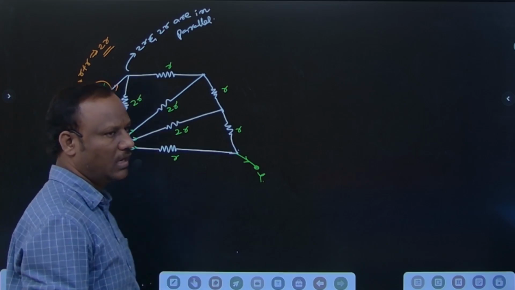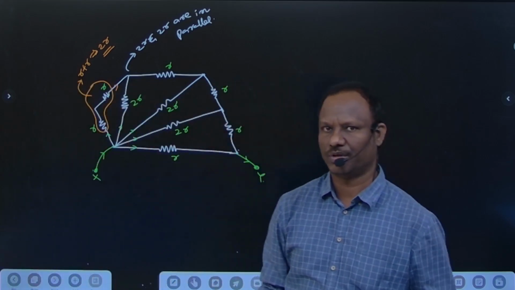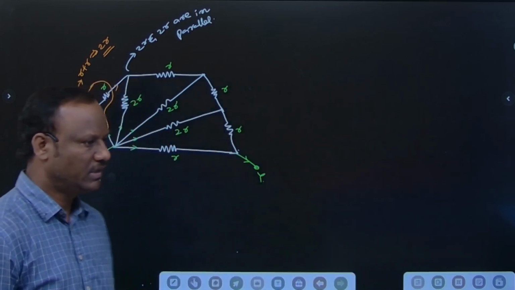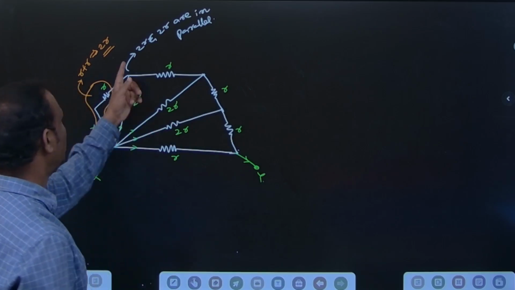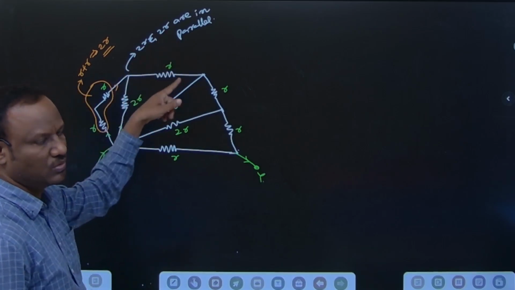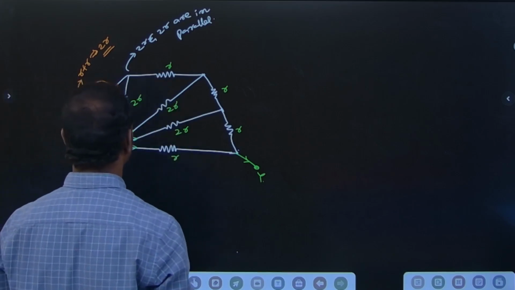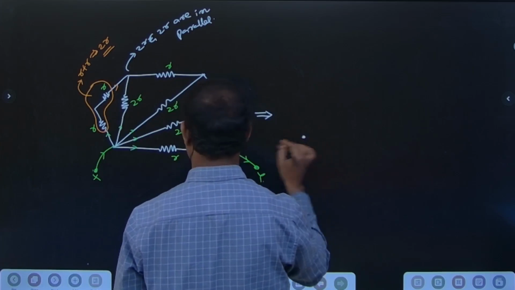You know, when R and R are in parallel, the effective resistance is R by 2. For example, 10 ohm and 10 ohm resistors in parallel give an effective resistance of 5, that is 10 by 2. So 2R and 2R are in parallel: 2R into 2R by 2R plus 2R. What will be the answer? It's R.